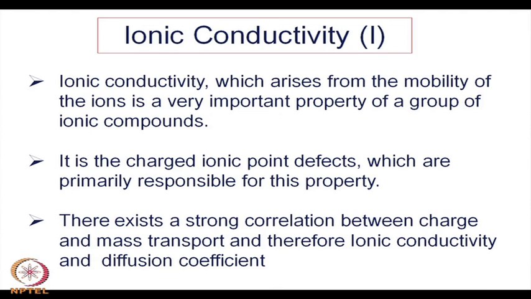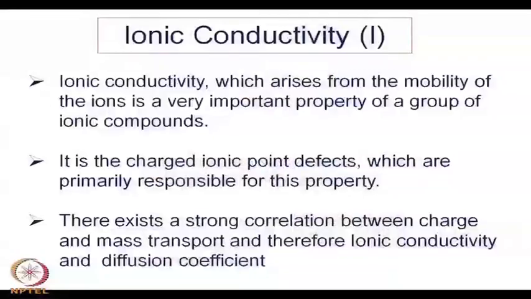So, let us talk a little bit about the ionic conductivity. The ionic conductivity, which arises from the mobility of the ions, is a very important property of a group of ionic compounds. In fact, there are many technological or industrial applications for these ionic conductors. Since most of these oxides are solids, ionic conductivity is one of the major requirements of the electrolyte of an electrochemical system.